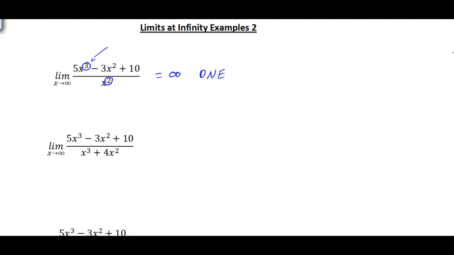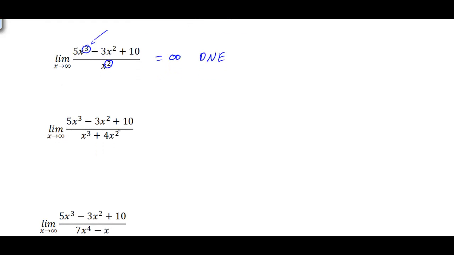All right, example number 2. If you notice, we have basically the same problem. Again, 5x cubed minus 3x squared plus 10, all divided by x cubed plus 4x squared. And once again, if we're looking at this limit going to infinity, all we have to do is compare the exponent on top with the exponent on the bottom. And in this case, they are the same. So our limit will be the ratio of the coefficients. So this would be 5 over 1. So therefore the limit is 5 over 1, or simply 5.